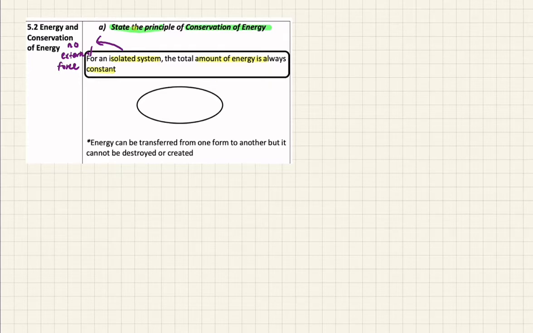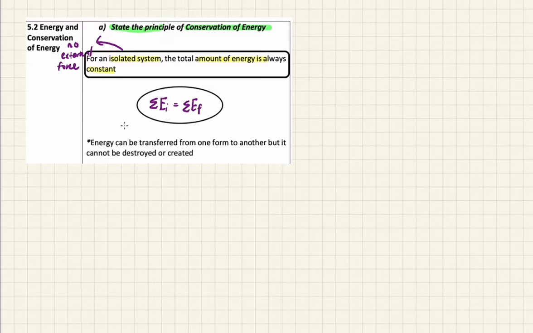So bila amount of energy dia adalah constant, maksudnya sum of energy initial equals to sum of energy final. The total initial energy is equal to the total final energy. Maksudnya tak ada energy loss. There is no energy loss, and all the energy in the initial is transferred from one form to another.